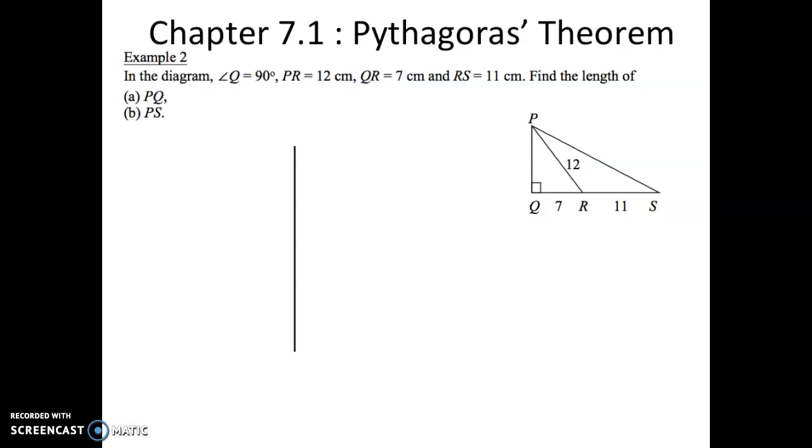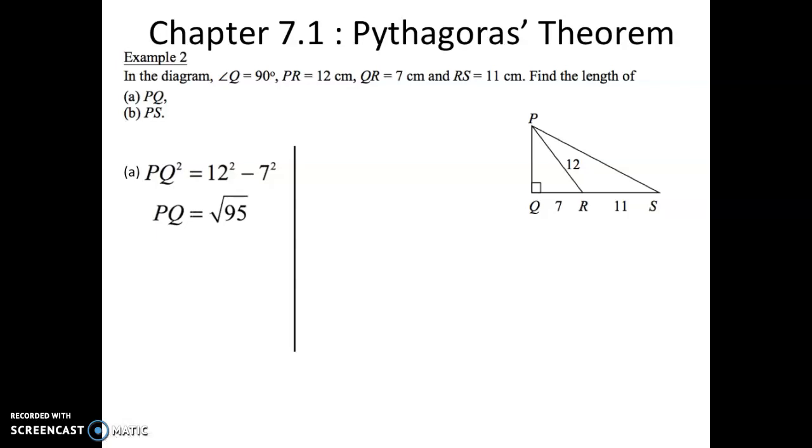Similarly, we have to identify the right-angled triangle to apply our Pythagoras theorem in first. So to find PQ, I'll be looking at triangle PQR. PQ is not the hypotenuse of triangle PQR. If you look closely, PR is actually the longest side of this triangle, hence PR is the hypotenuse. Therefore, when I'm finding the shorter side, PQ, I will need to use the square of the hypotenuse to subtract away the square of the other side. Alright?